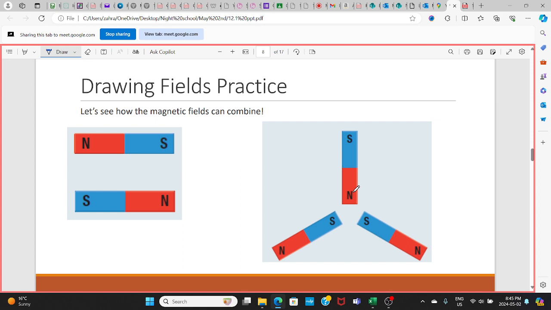Anyway, now we could draw this. We know that the south and north will attract each other, and north and south here is attracting each other, right?